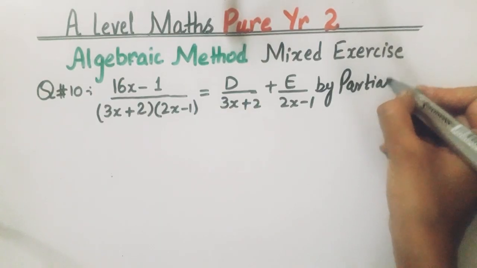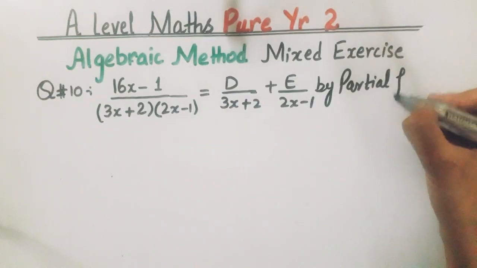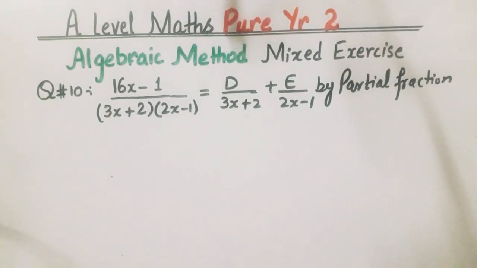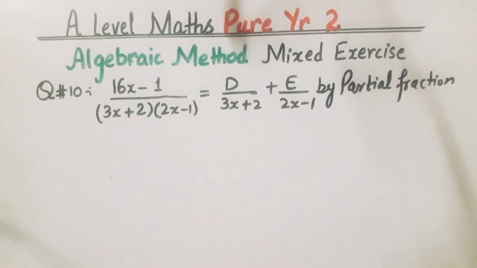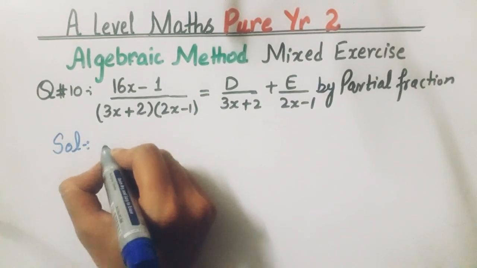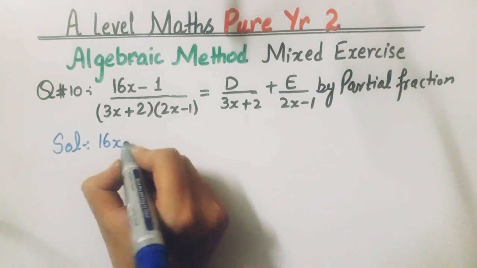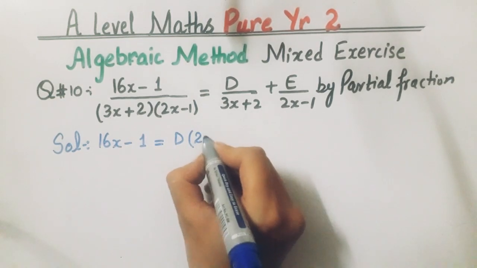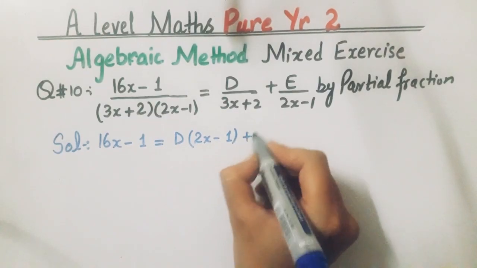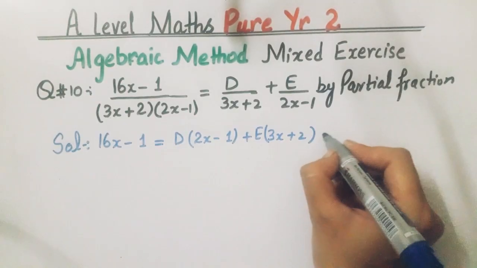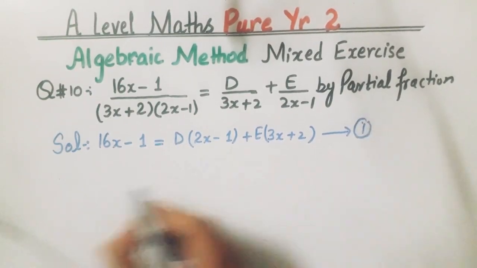So, first of all, we will take the LCM of this question, then we will solve this further. So the equation will become 16x minus 1 equals d into (2x minus 1) plus e into (3x plus 2). Now we will call this equation 1.